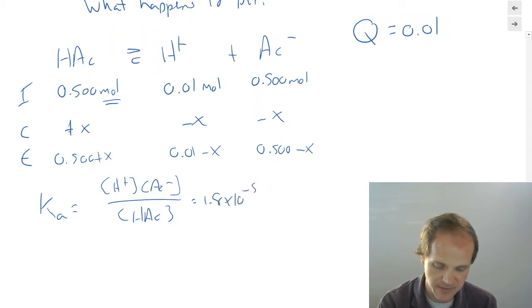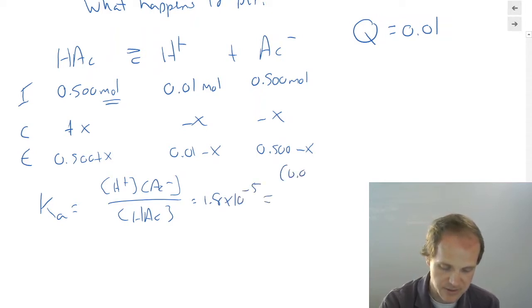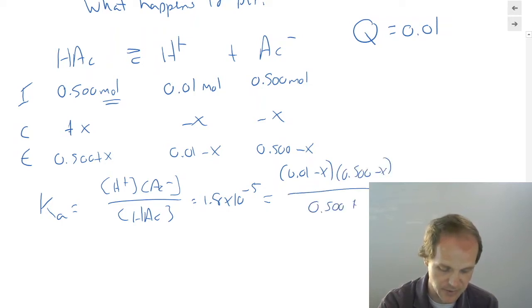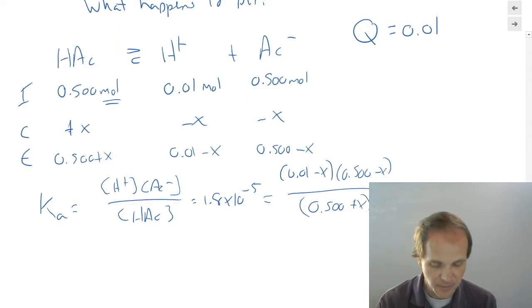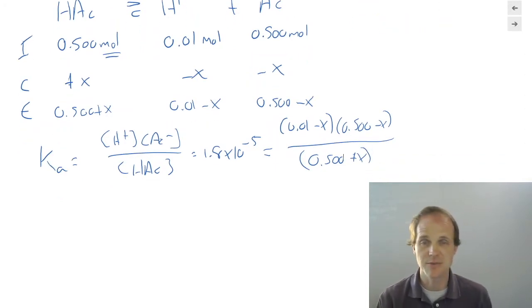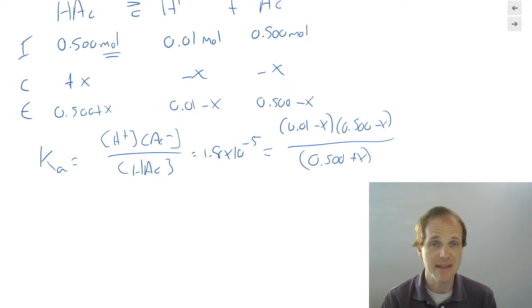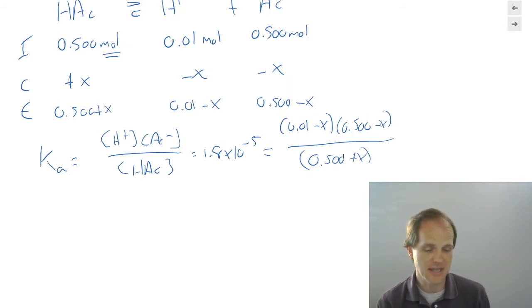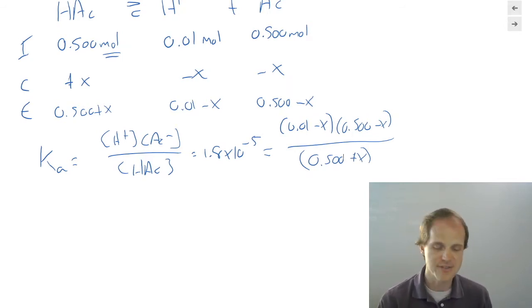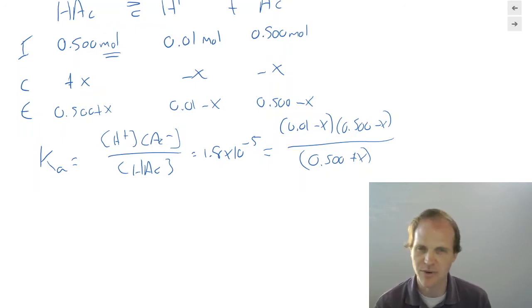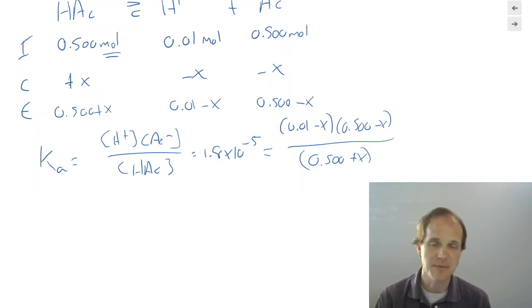1.8 times 10 to the minus fifth, and that's going to be 0.01 minus x, 0.500 minus x, over 0.500 plus x. All right, we've got some pretty good orders of magnitude difference between our concentrations and our K value, so we might think about, hey, small x assumption in this case. But if you take out all those x's, there's nothing left to solve for, and you end up with 0.01 equal to 1.8 times 10 to the minus fifth, and that's not quite what we're looking for. So we have to be a little more judicious in our use of the small x assumption here.